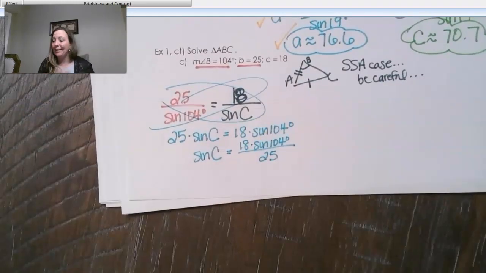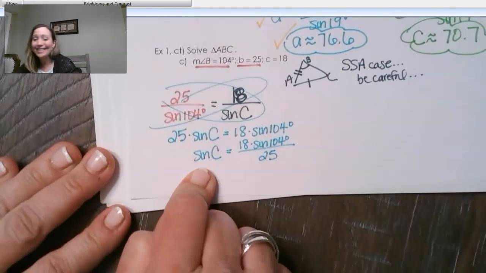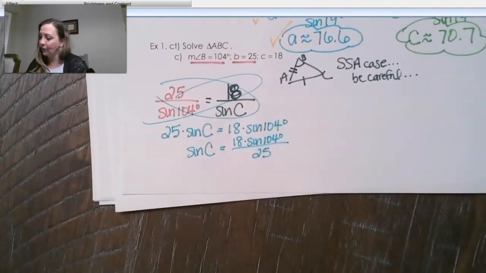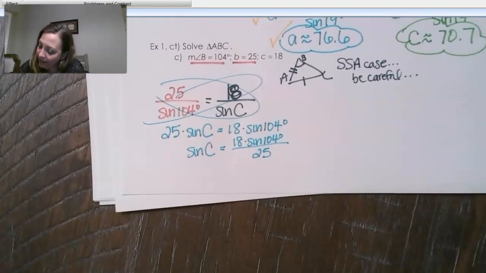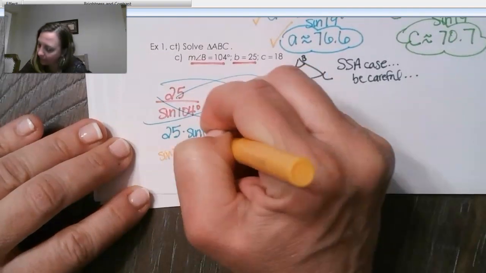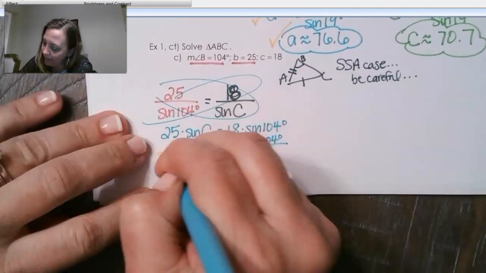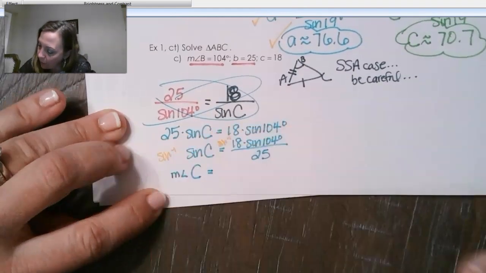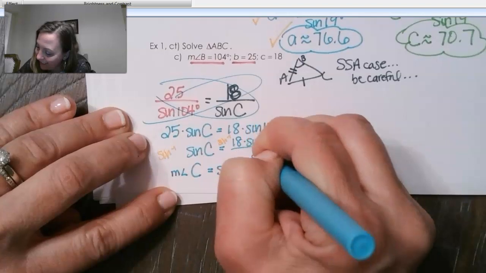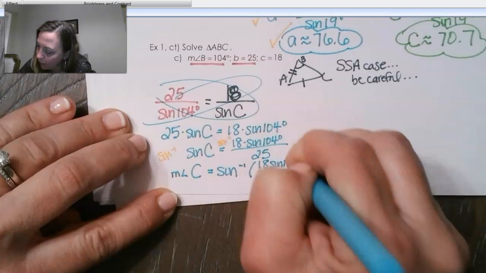Now, in order for me to get to angle C, I have to get rid of the sine. Do you remember how we get rid of sine? Well, what we do is we take the inverse sine of both sides. And taking the inverse sine means that my measure of angle C will be the inverse sine of 18 times the sine of 104 degrees over 25.